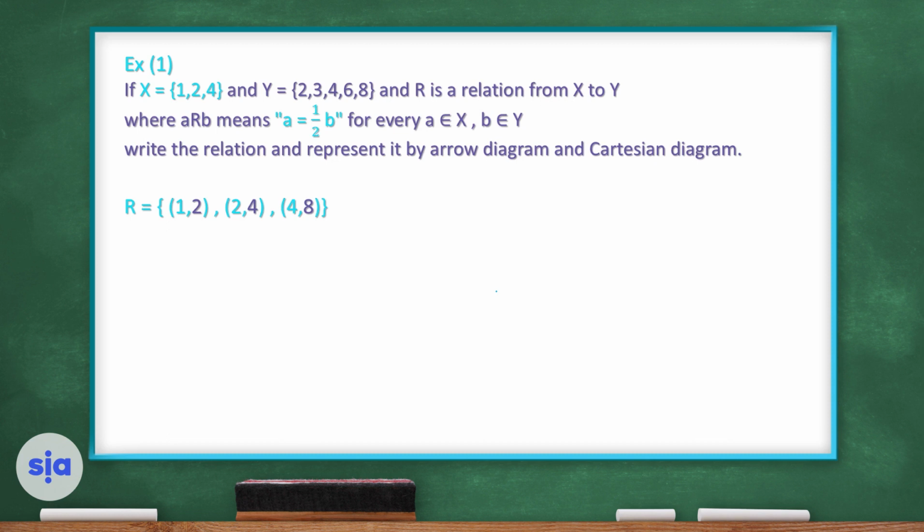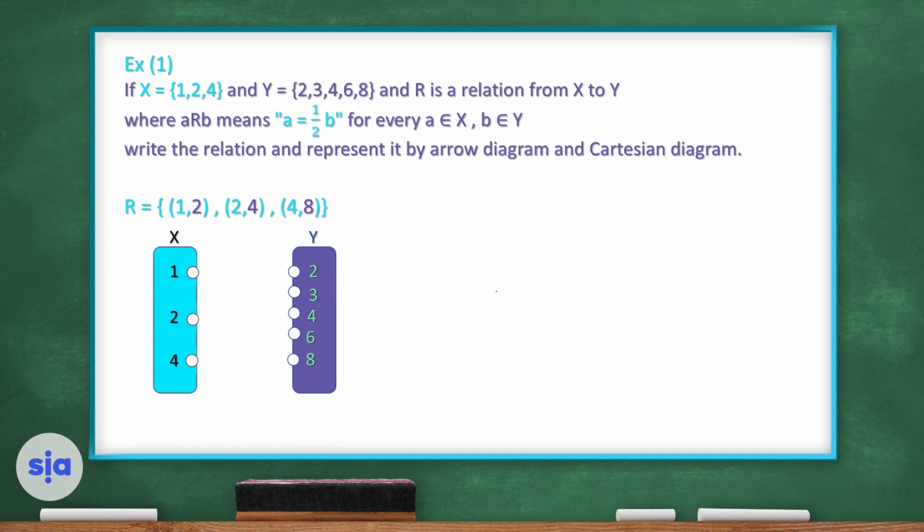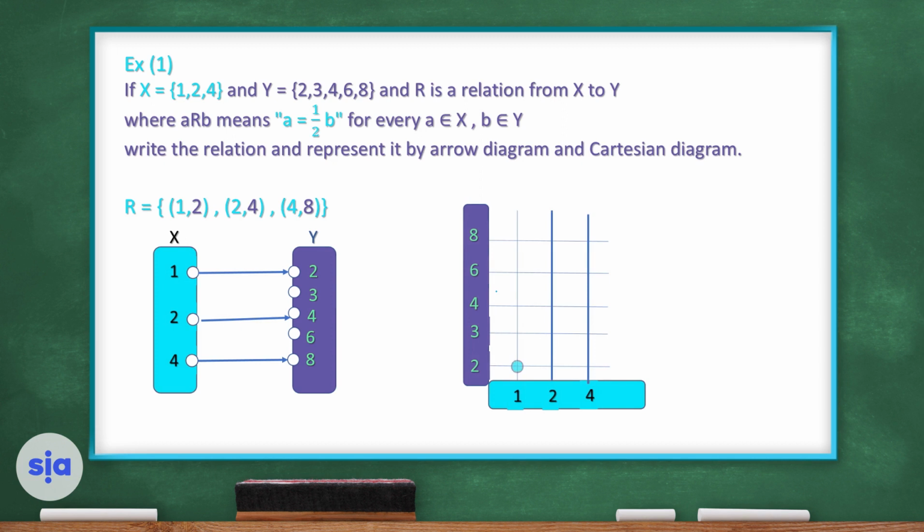How to represent this on an arrow diagram? We make a rectangle on the left hand side, we call it X. Another rectangle on the right hand side, we call it Y, and we write all the elements in X and all the elements in Y, and then we start connecting from X to Y. The 1 is half the 2, the 2 is half the 4, where the 4 is half the 8. How to represent this on the Cartesian diagram? By plotting these ordered pairs on the graph. Point (1, 2), point (2, 4), and point (4, 8).